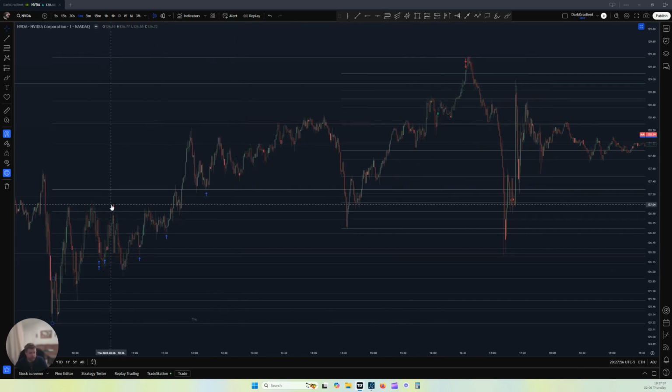I got in, got back out here, then re-entered several times here. Came down near or just below my average price right here. But I was confident in what it was doing, held on to it, and sold pretty close to the top up here. It was a pretty efficient exit on that.